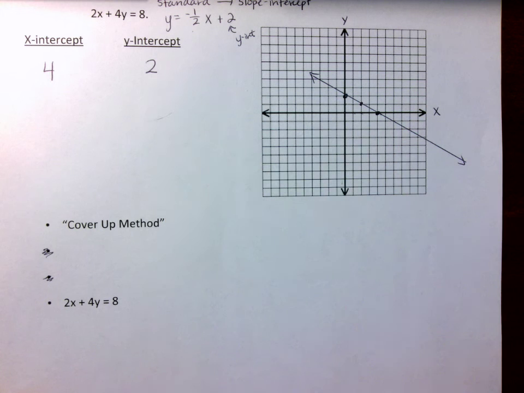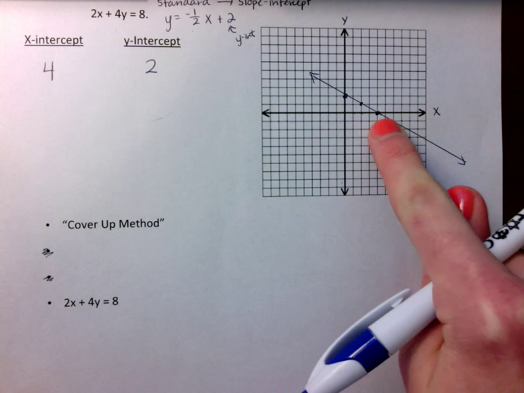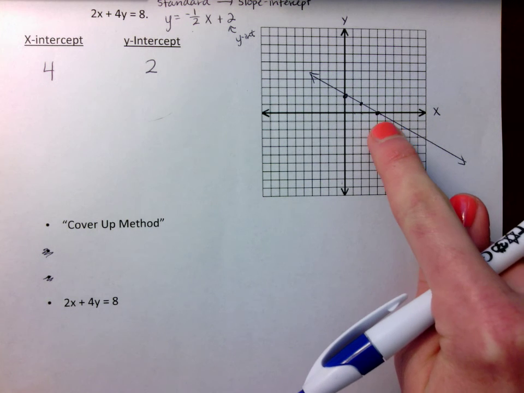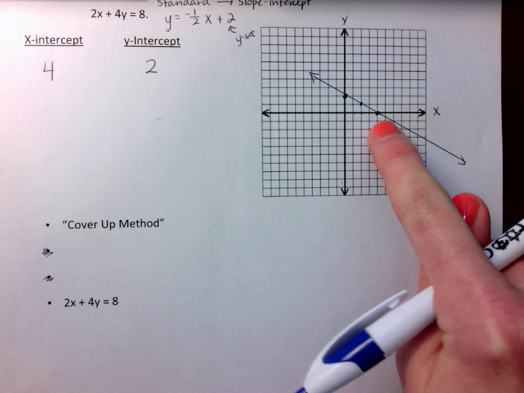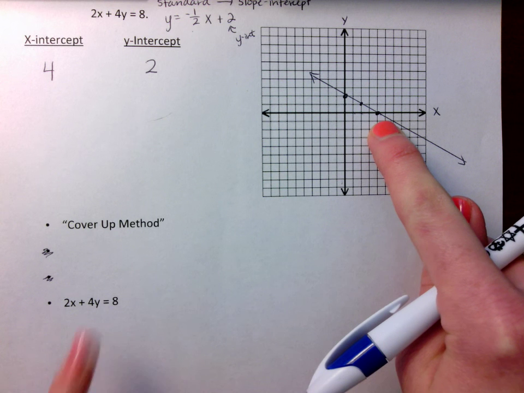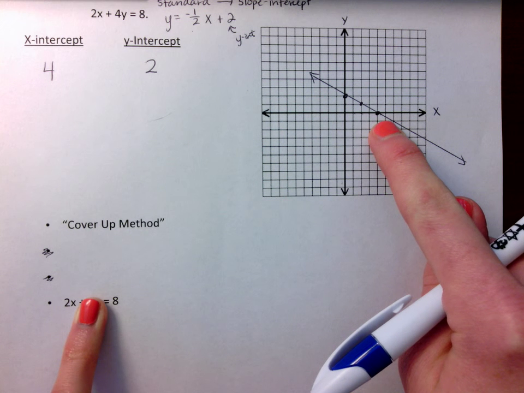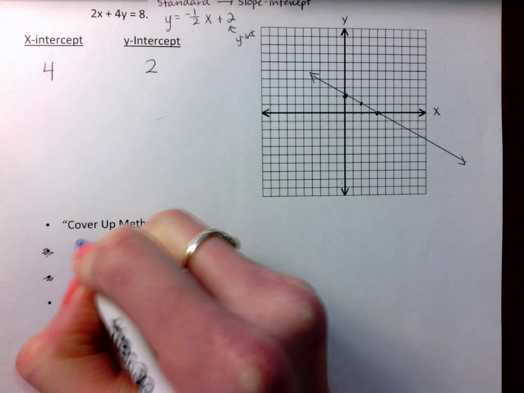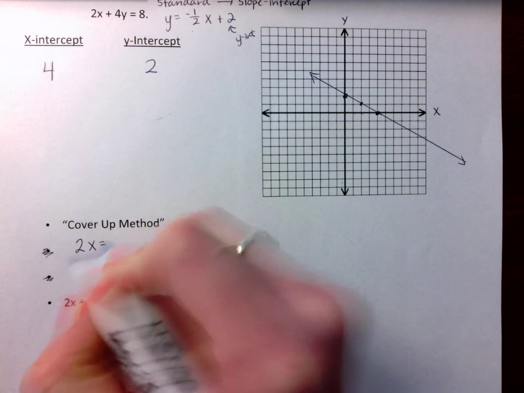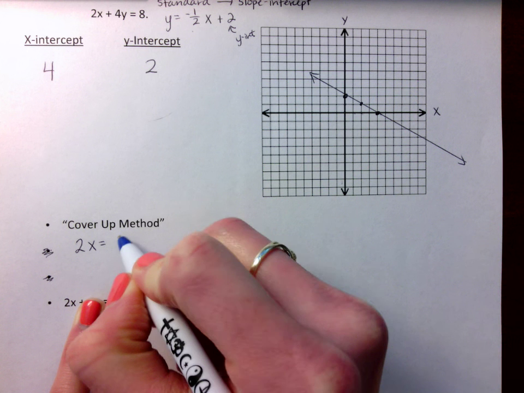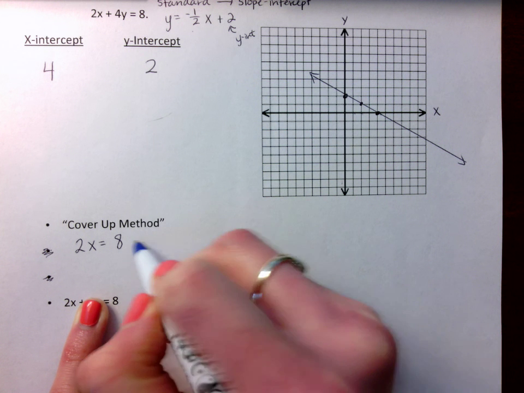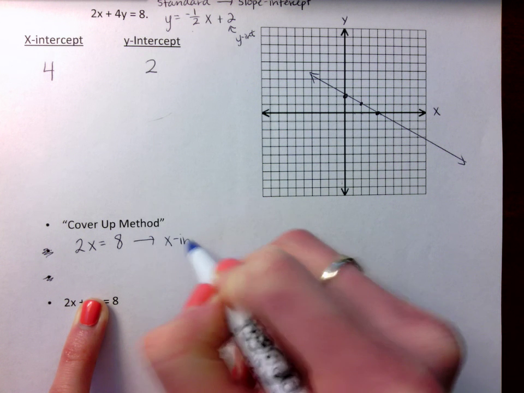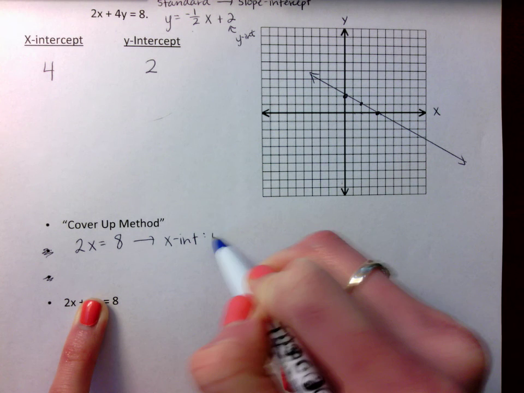So say I want to find the x-intercept where my equation of a line would hit the x-axis. What I would do is I would cover up the other variable. So I'd cover up my y and I would get 2x equals 8. Maybe that's why these were here, these two dots. So I get 2x equals 8, or my x-intercept, if I solve that for x, would be 4.